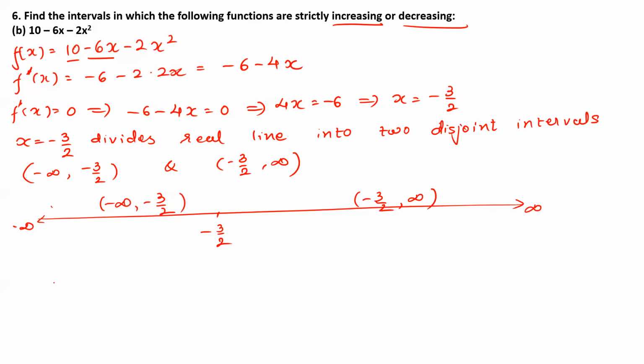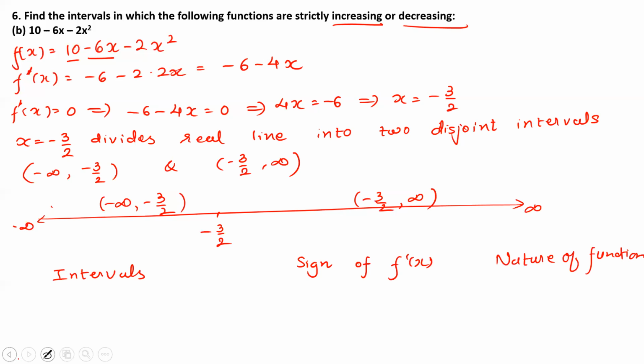Let us find out with the intervals and all. Intervals, and then sign of f dash x, and then nature of function, nature of f dash x. Let us write down the intervals, 2 intervals only: minus infinity to 3 by 2, and 3 by 2 to infinity.